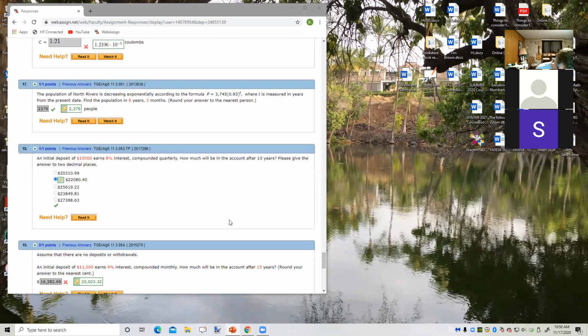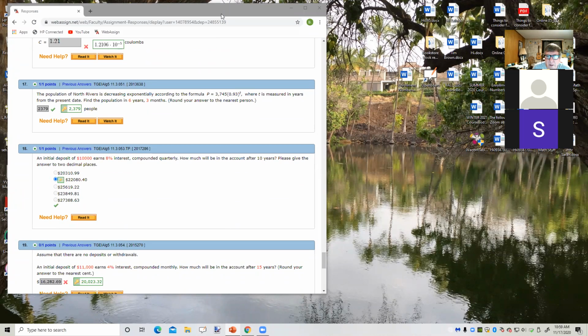And 17, I don't know that we did 6 years, 3 months. 6 years, 3 months would be what, 6.25 years? So you're going to do P of 6.25 because 3 months is 3/12, or 1/4 of a year, or 0.25. 3745 times 0.93 to the 6.25 power.